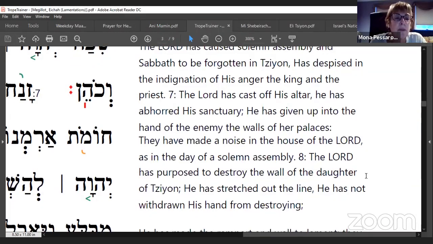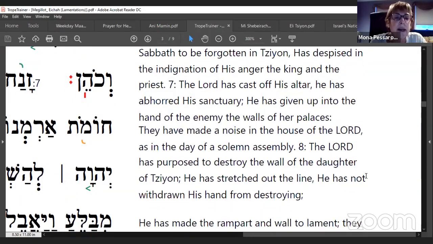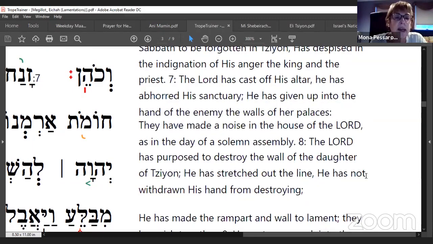The Lord has purposed to destroy the wall of the daughter of Zion. He has stretched out the line. He has not withdrawn his hand from destroying.